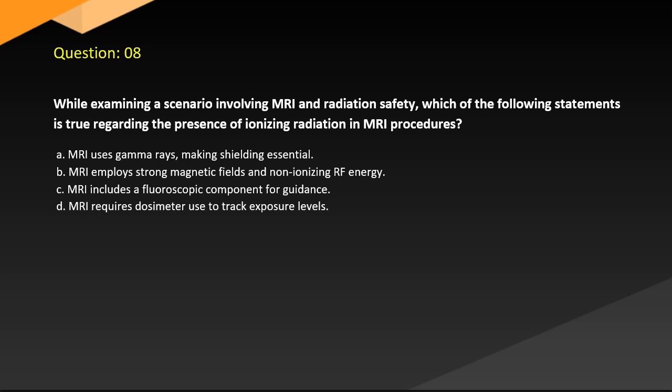Question 8. While examining a scenario involving MRI and radiation safety, which of the following statements is true regarding the presence of ionizing radiation in MRI procedures? A. MRI uses gamma rays, making shielding essential. B. MRI employs strong magnetic fields and non-ionizing RF energy. C. MRI includes a fluoroscopic component for guidance. D. MRI requires dosimeters used to track exposure levels.